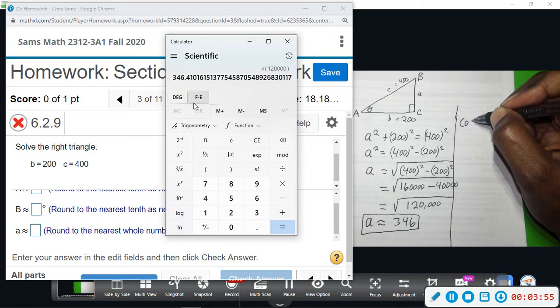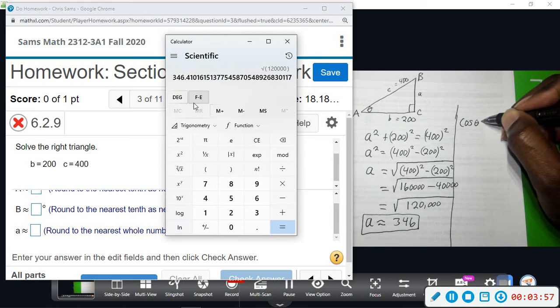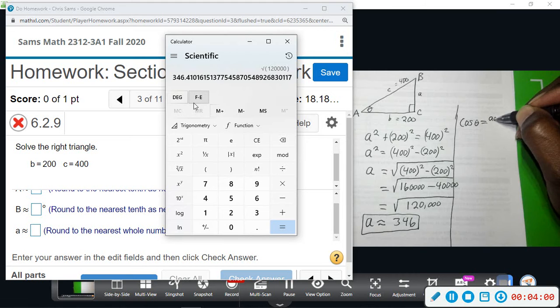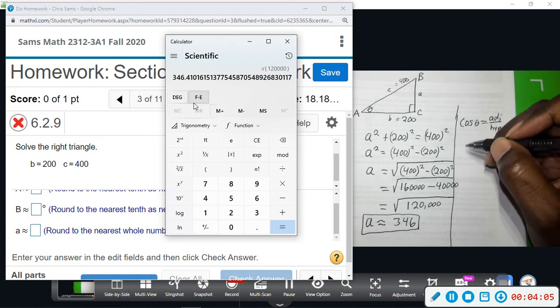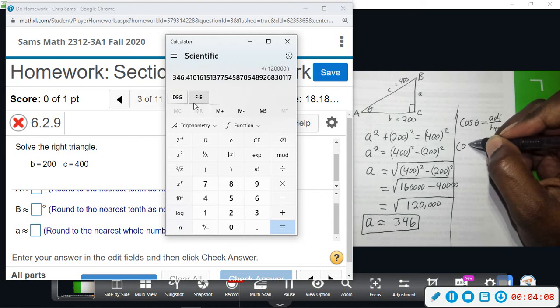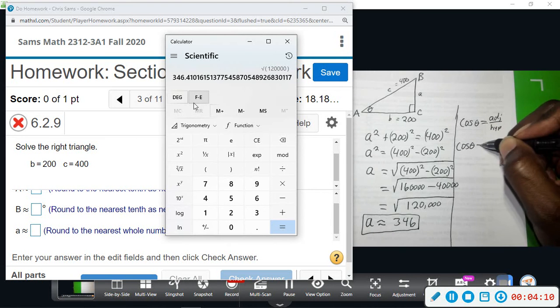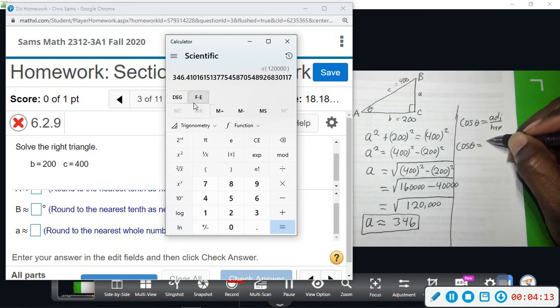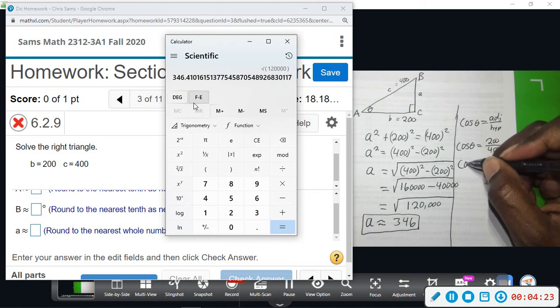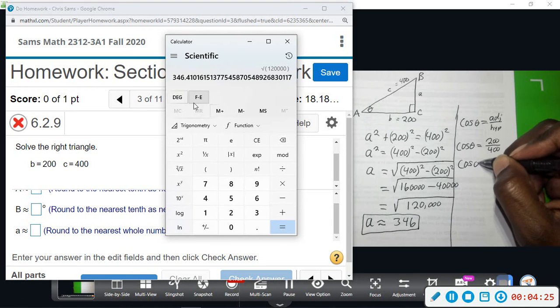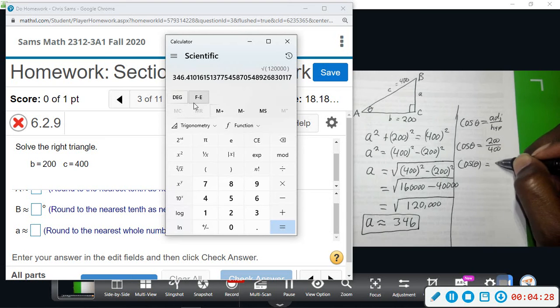Cosine of theta of whatever angle is going to be adjacent over hypotenuse. Alright, so we're going to be saying cosine of theta equals adjacent, which is 200, over hypotenuse, which is 400. And we can reduce this to 1/2, it'll be the same thing. Cosine of theta equals 1/2. Alright.